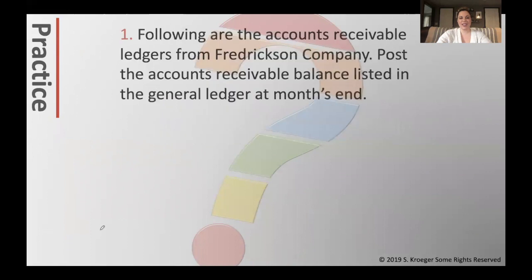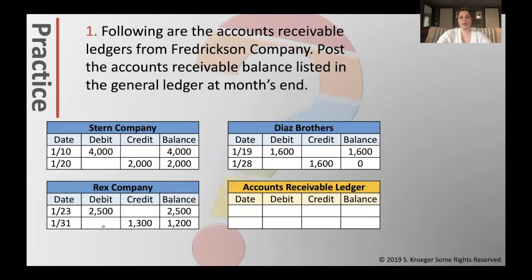Next, we have the classwork number 1 problem. Since you have to turn this in, make sure you have it out, and then we're doing this together. Following are the accounts receivable ledgers from Frederickson Company. Post the accounts receivable balance listed in the general ledger at month's end. So like I said here, all we have to do is update the main accounts receivable ledger account. Just as an FYI for your homework, you do have to fill in the subsidiary ledgers as well.